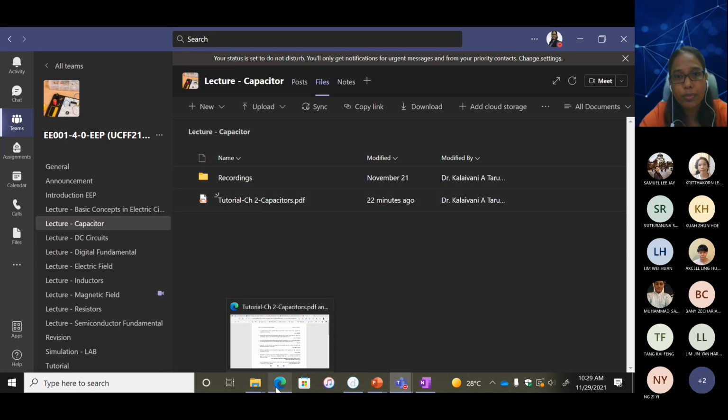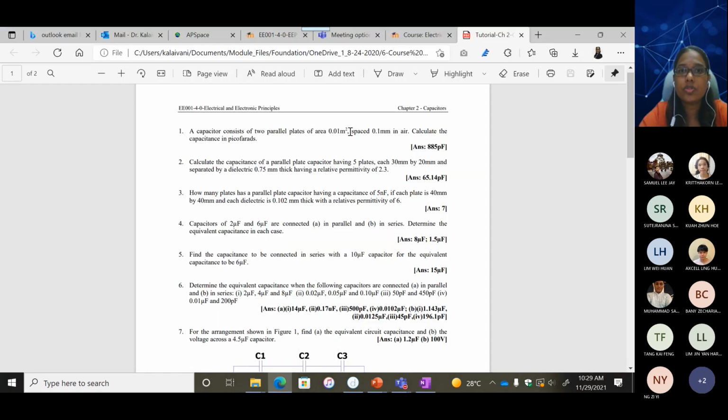Let's see whether I open the tutorial or not. This is tutorial chapter 2, based on your capacitance. It shows you some examples of how to calculate the capacitance value in case they ask you about the charge. I want you to apply what you learned in the previous class. I'm not going to ask you to do all the numbers, but those who can do all of them, very good. I'm just going to pick a few numbers from here and make sure you do them.